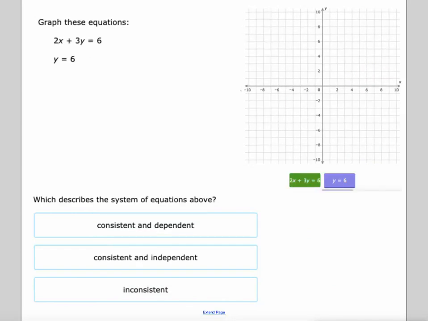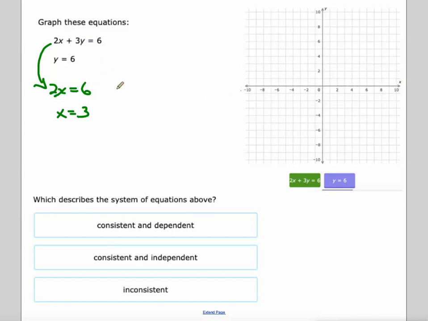A couple more. Okay, so 2x plus 3y equals 6. Let's find the x and y intercept as a method for graphing this. The x-intercept would be if you ignore the y term. So 2x equals 6, divide both sides by 2, and you get 3. So the x-intercept is 3. That's right there on the x-axis.